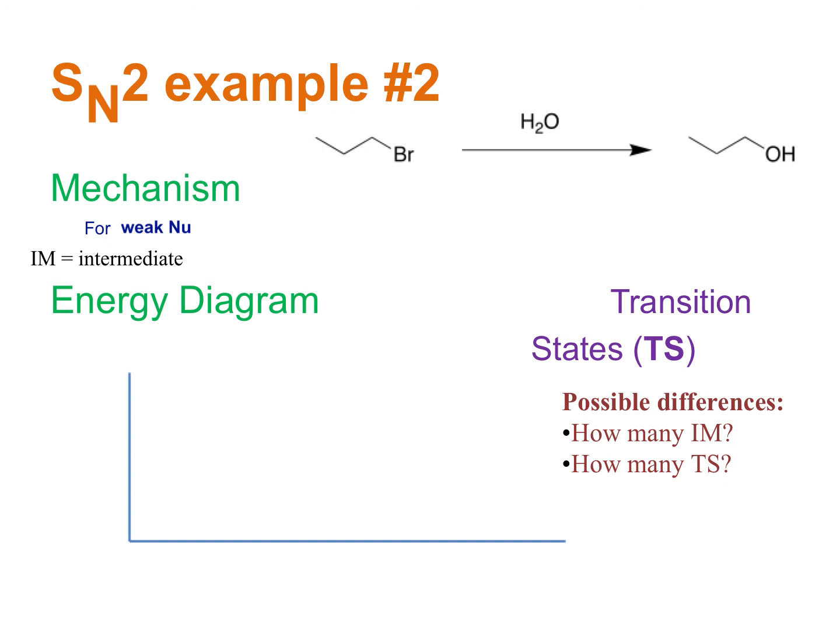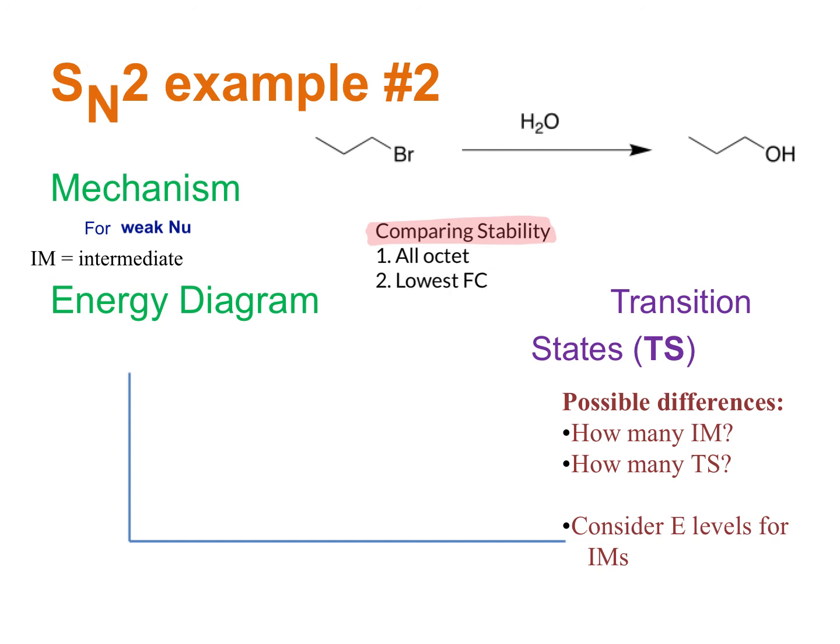That's important. And then the last thing is you want to consider the energy levels of the intermediates before you add them to the energy diagram, right? So you want to basically think about the rules of stability that we learned way back in resonance and comparing those forms. So the most important thing is octet. The next thing is that you have the lowest formal charge. And then if there's a tie between formal charges, you'd look at the best formal charge.